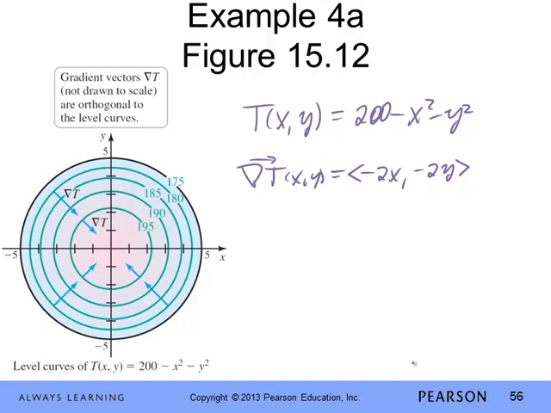And second of all, if you were to set the temperature equal to a constant, just understand that for constant temperatures you have these various circles. So the level curves of the temperature function are going to be these concentric circles, and the gradient vectors are going to be orthogonal to those circles. So it shouldn't be a surprise, that relationship between those gradient vectors and those level curves.